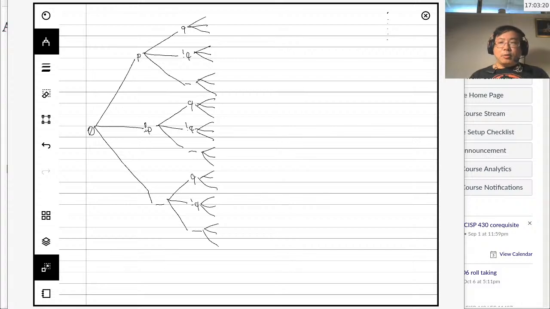So let me know whether this is helping or not. Jonathan has already said yes, but I want to check with the rest of the class and see if it is making any sense to you.